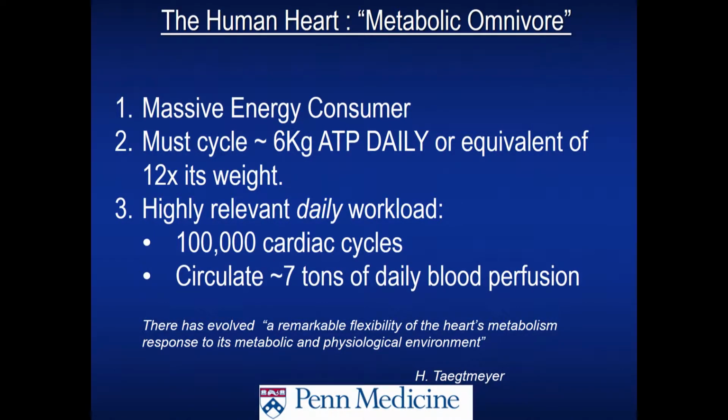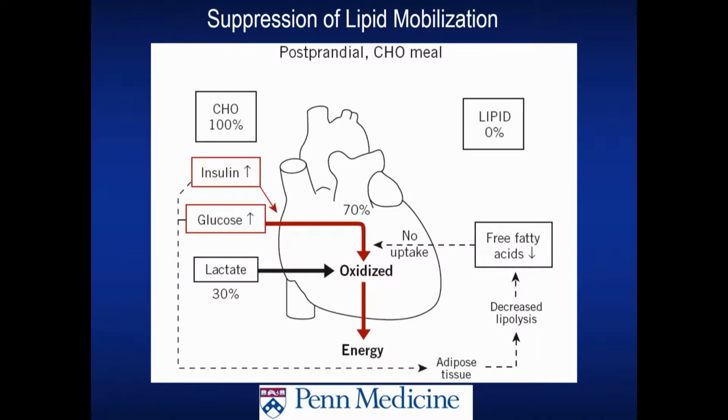The heart is a metabolic omnivore, a massive consumer of energy. It has to cycle its ATP. It cycles its weight 12 times daily as far as ATP mass. And how does it do it? Through a flexible utilization of substrates.